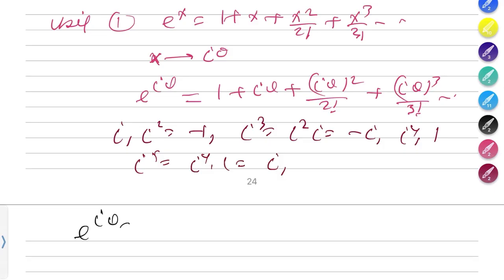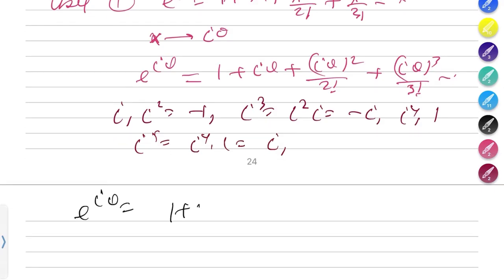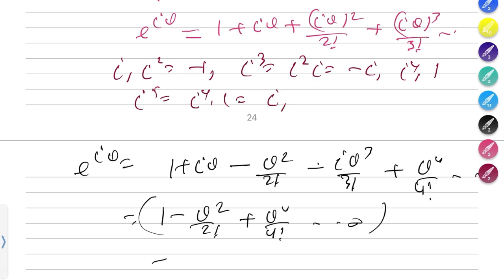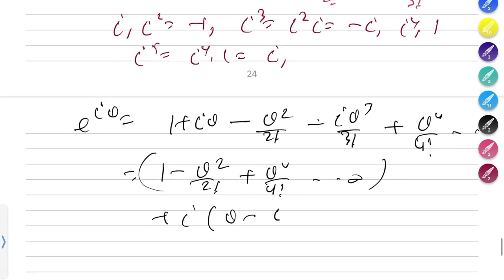Simplifying this, e to the power i theta is 1 plus i theta minus theta square upon 2 factorial, and then i cube is minus i, so minus i theta cube upon 3 factorial. Similarly, we get plus theta to the power 4 upon 4 factorial, and so on. Segregating the real and imaginary parts, we get 1 minus theta square upon 2 factorial plus theta to the power 4 upon 4 factorial up to infinity, plus i times theta minus theta cube upon 3 factorial up to infinity.